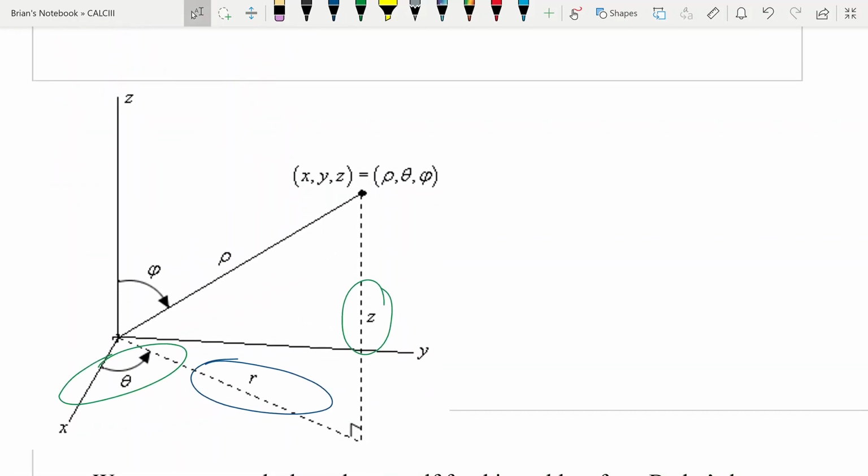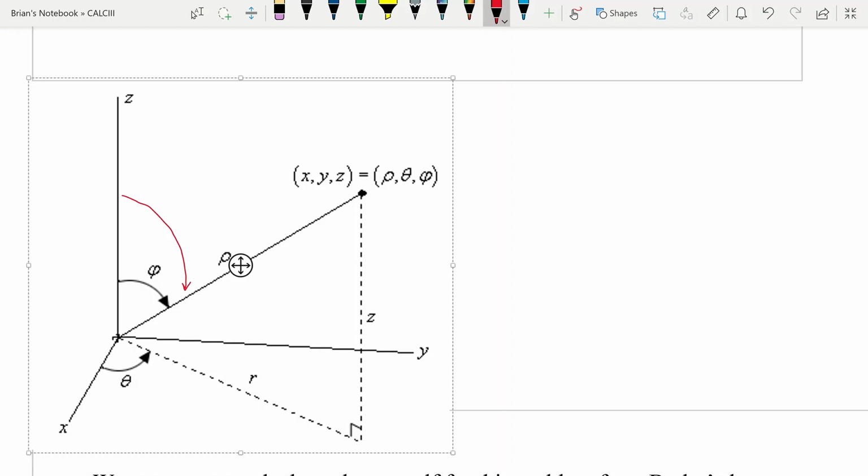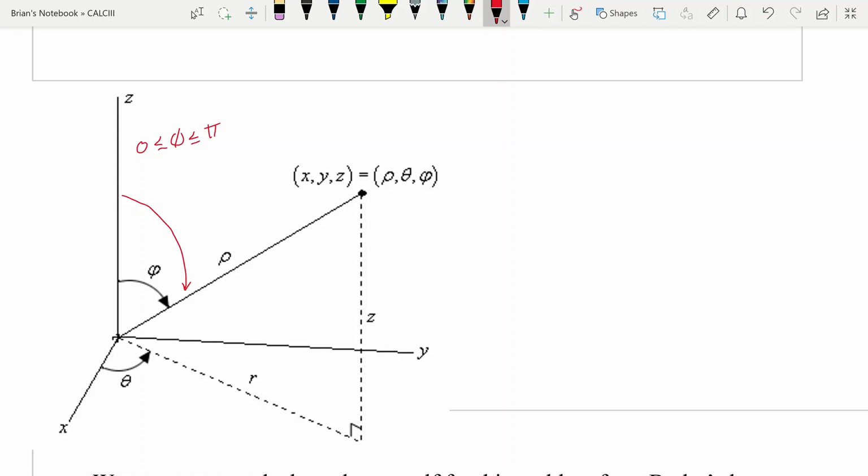So we have our diagram. It's important to note how phi works. Remember, phi comes like this. And phi goes from 0 to pi, or 0 to 180 degrees. But we're always going to use radians usually.